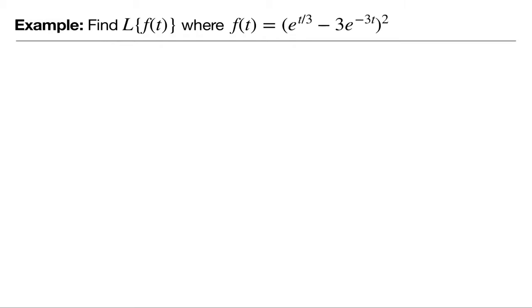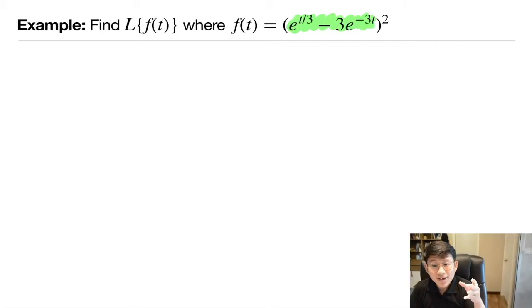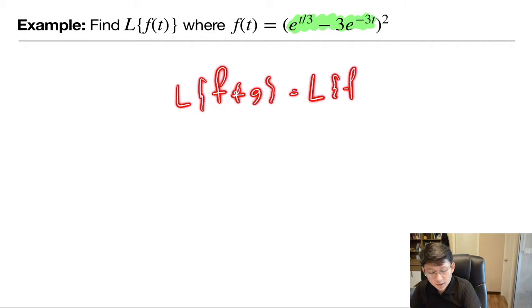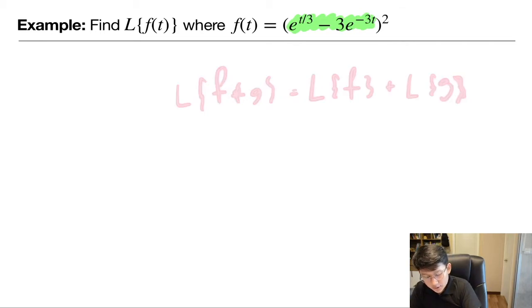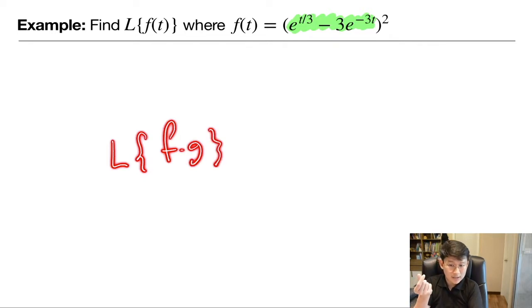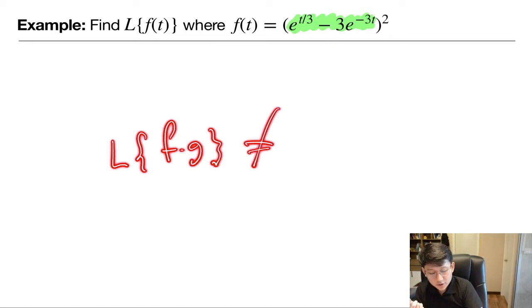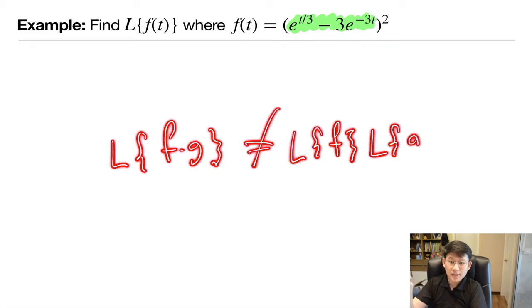Here, guys, here we have this guy squared. Okay, so we can't really take the Laplace transform inside the squared here. We can't really do that because the Laplace transform of f plus g is the Laplace transform of f plus the Laplace transform of g, right? But the Laplace transform of fg, if it's a product, we can't split it. Okay, we can't do that.